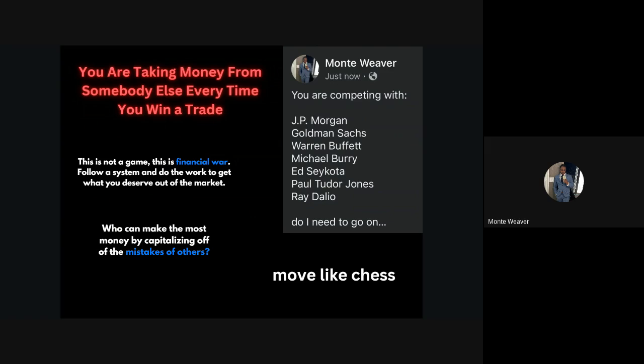This is financial war. You've got people's 401ks, pensions, all of that is in here, right? All the firefighters and their pensions, all the school teachers and their pensions. My granny worked at Mercy Hospital for 20 years, had a nice 401k, right? This is financial war. This is not a game. And you are competing with JP Morgan, Goldman Sachs, Warren Buffett, Michael Burry, Ed Seykota, Paul Tudor Jones, Ray Dalio, and I could keep going on and on and on. But this is not a game. You need to follow a system. You need to do something that works.